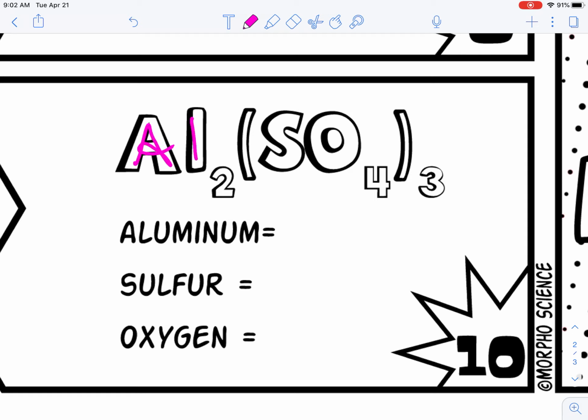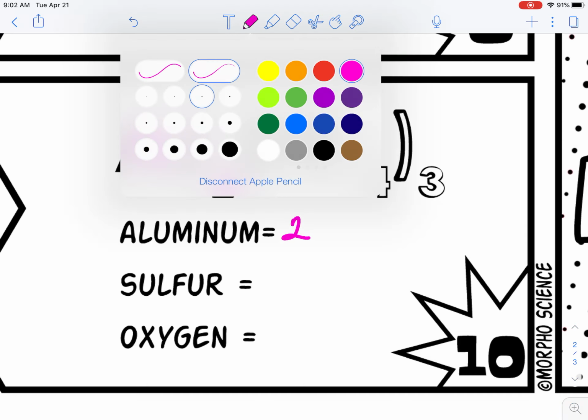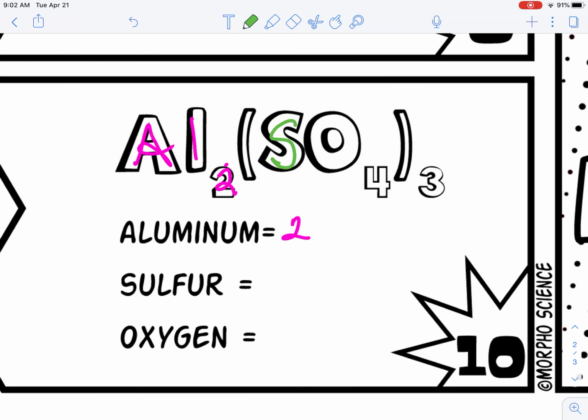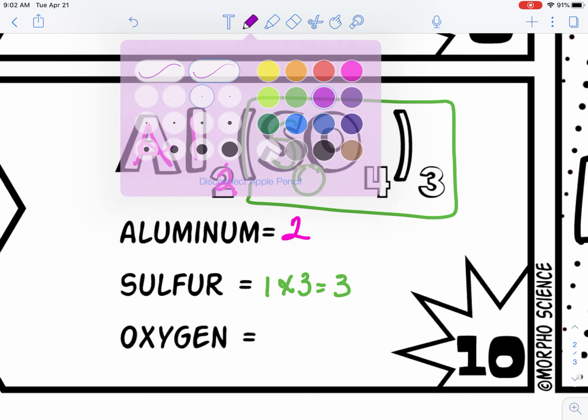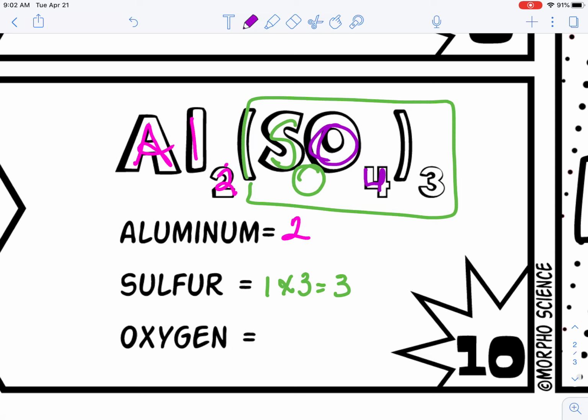So aluminum, I have 2. Nothing else going on with that, so that's just a plain old 2. Sulfur, I have no subscript here, so that's 1, but I do have it inside parentheses with a subscript of 3, so I multiply that and I get 3. Oxygen, I have 4 inside my parentheses and I have 3 outside my parentheses, so that gives me 12 altogether.